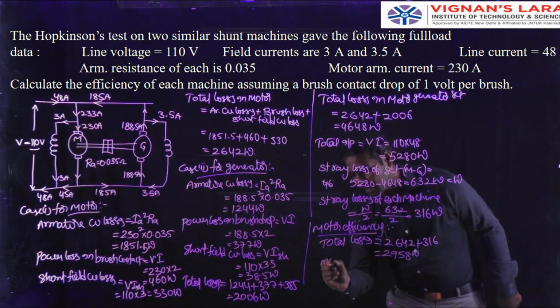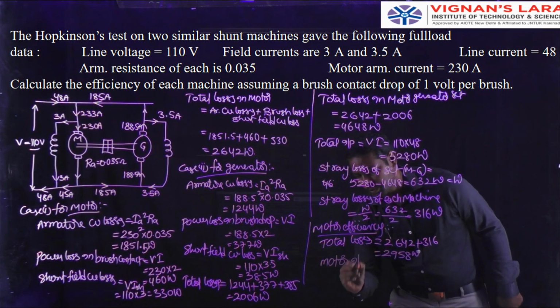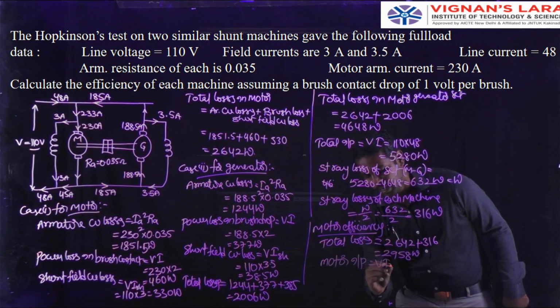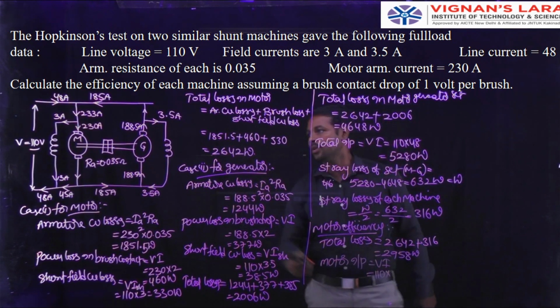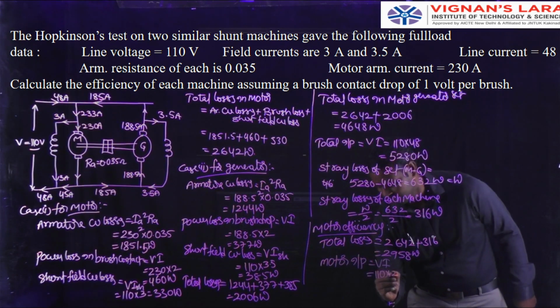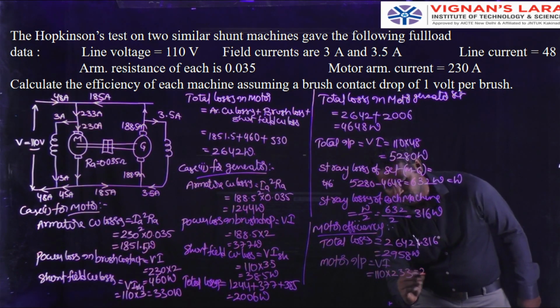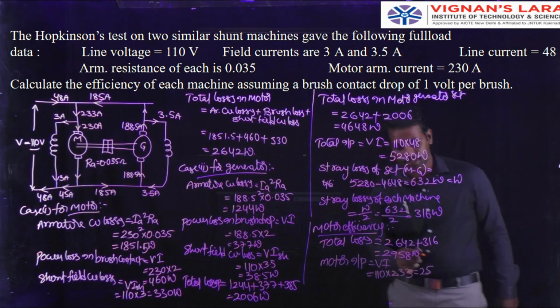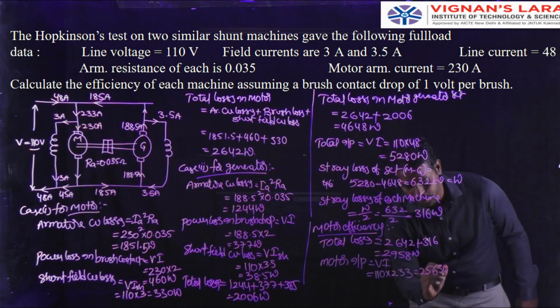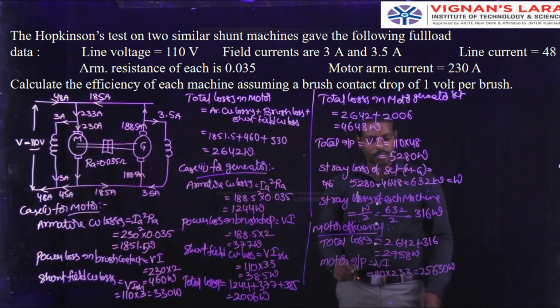So motor input is equal to voltage into current. Voltage is equal to 110 multiplied with current, which is 233 amperes, and that is equal to 25,630 watts. So input is equal to 25,630 watts.